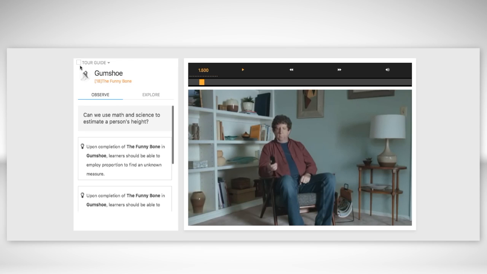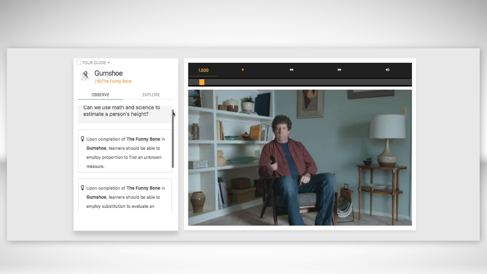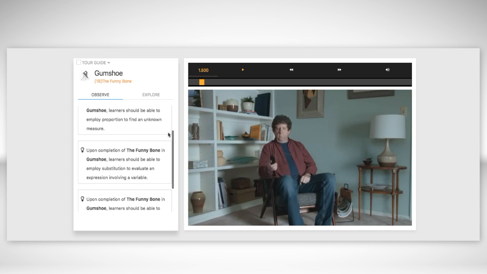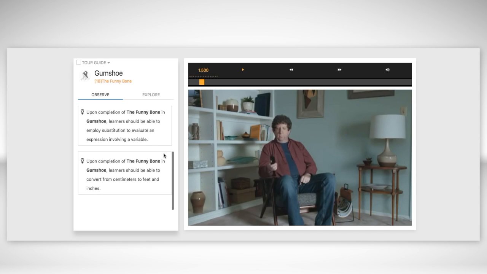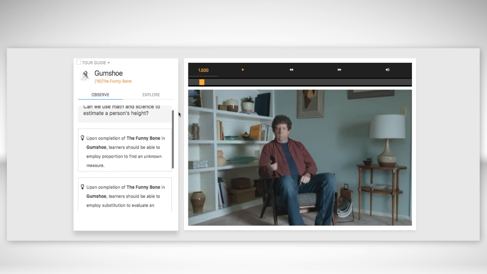Now, Gumshoe has two top-level modes. You're either in observe mode or explore mode. Observe mode is where instructors or instructional designers can provide contextual pop-ups that present themselves as the video plays. It's also where teachers can provide the learning objectives to the student, helping them understand what they are going to learn and apply in this lesson.